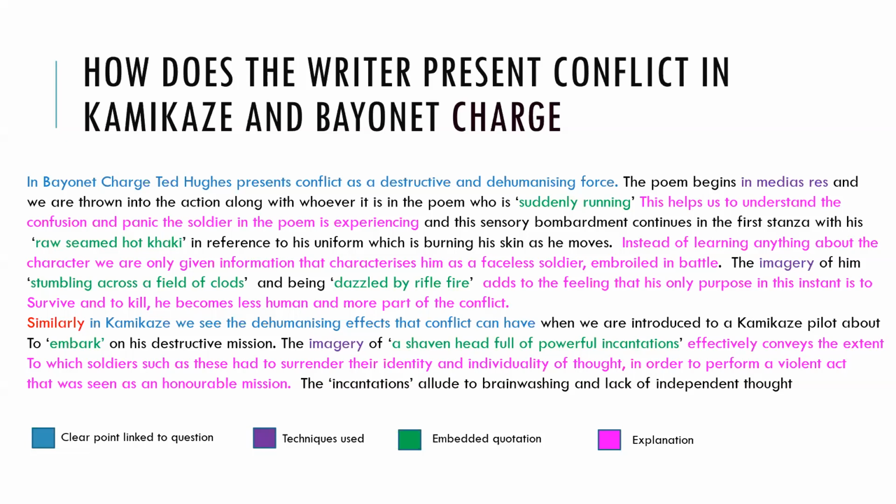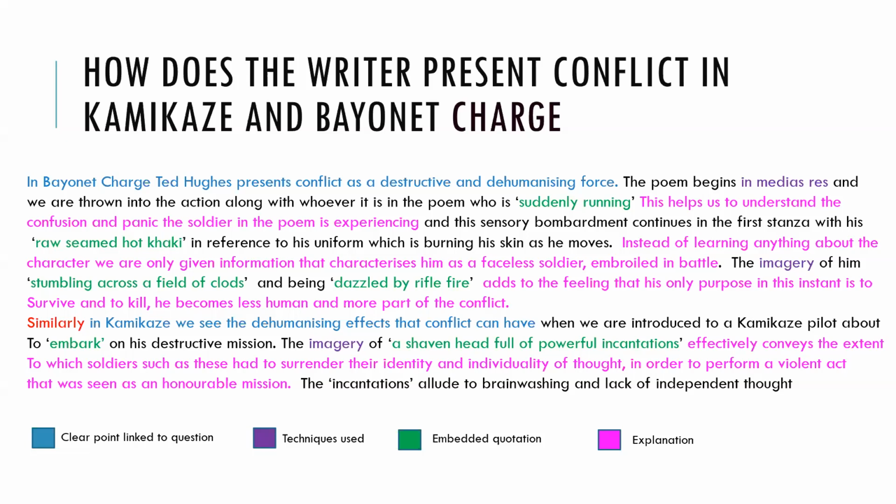So I've said in the point that Ted Hughes presents conflict as a destructive and dehumanising force. That means that he's taking away the individual from this person. He's saying that war creates these kind of human machines. So in my explanation, I've tried to explain how he does that.